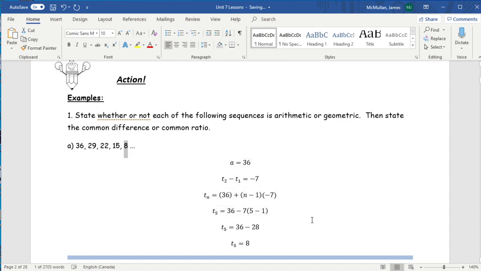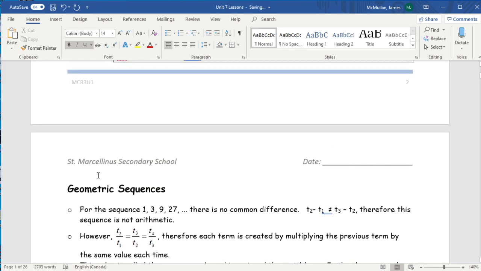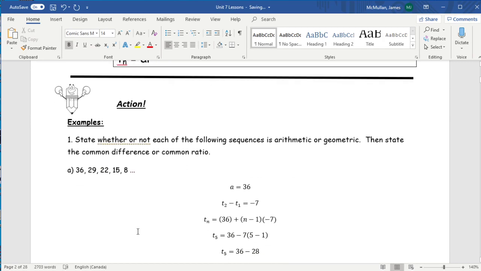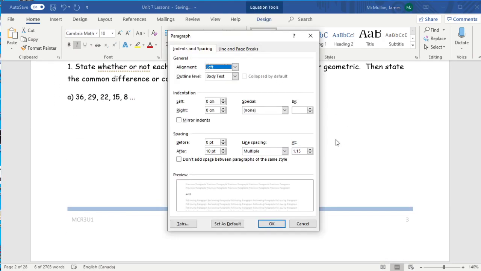So that's all we need to know. So you say, we could just move this up a tad. Is there any way to just quickly get a little more room here?